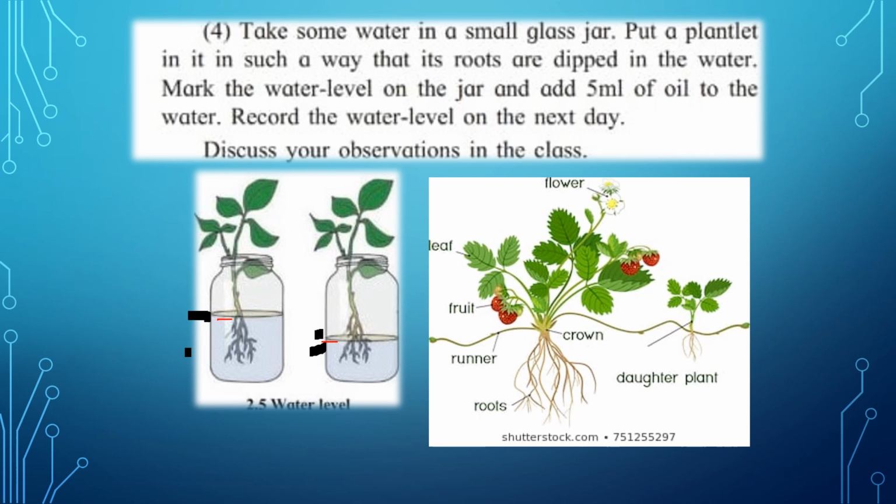Now this is a modified root. It is called a runner. What is the name of this plant? It is a strawberry. See, this is a runner. Sometimes the stem also has runners. Here the root develops into that runner, and then from this a daughter plant is developed. So this portion is called runners.